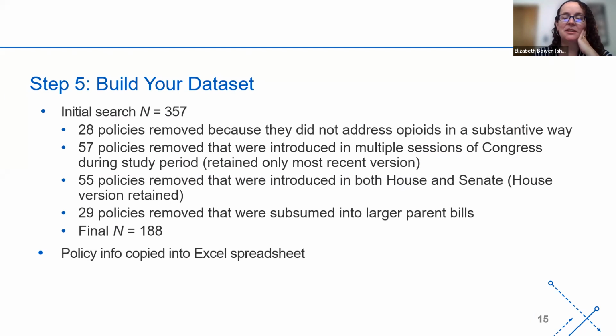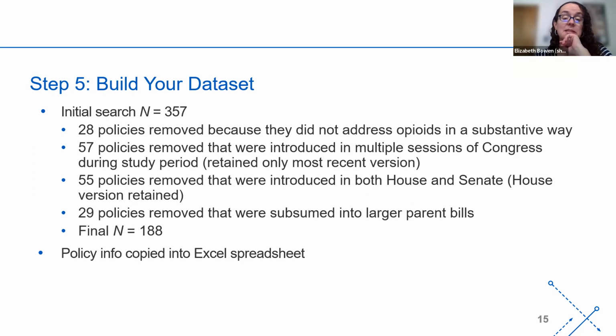So remember, we're using congress.gov. We use those keywords, we put in our dates. And when we did that, initially, we got 357 different policies, so 357 bills and resolutions. But then we realized we had a lot of cleanup to do because of the issues that I mentioned earlier. The first thing that we did was, upon reviewing these policies, we realized that 28 of them might have had the keyword in it, but they were about something else. They didn't really address opioids in a substantive way. So right away, we could take those out.